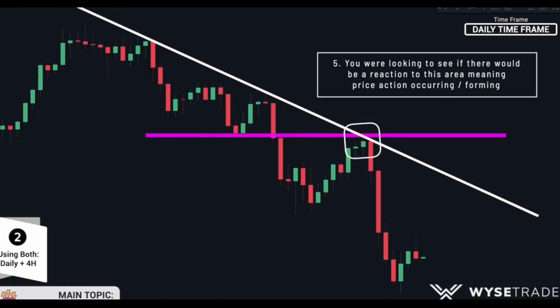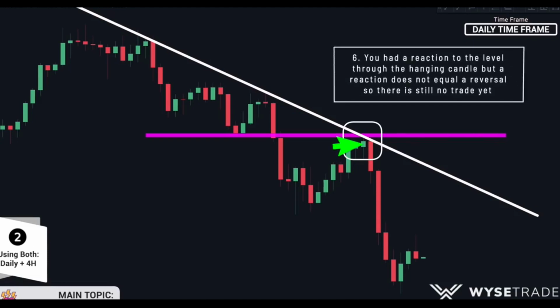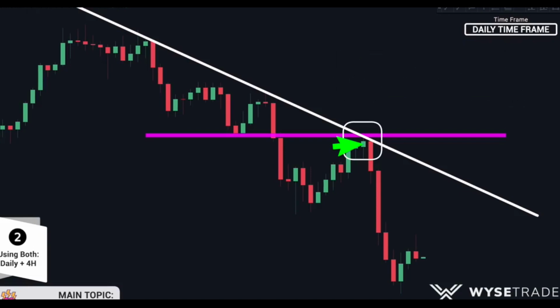Now, the first thing we do when price gets to this access point is wait for some form of price action to present itself. Again, you don't know if there will be price action forming at all. In this case here, the price action formation we got was a hanging candlestick, which shows that price is indeed reacting to the level. But again, a reaction does not mean a reversal will occur. So here's where you take your skill set up a notch.